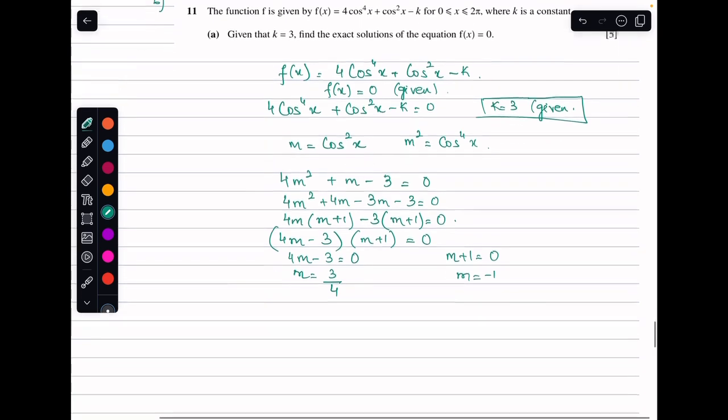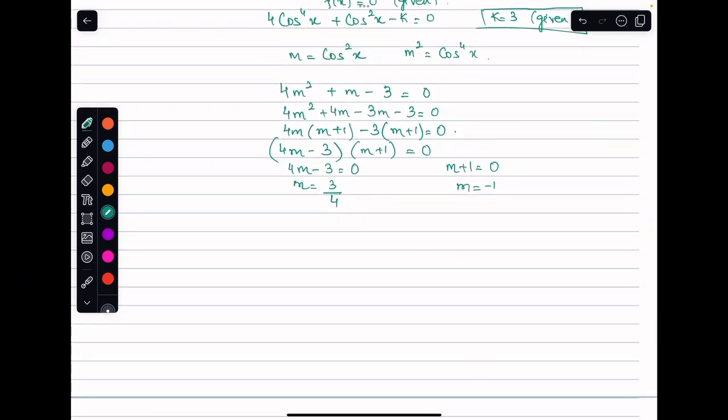m was equal to cos square x, so I can say cos square x equals 3 by 4, or I can say cos of x equals, taking square root on both sides, root 3 divided by square root of 4, which gives us 2. And here cos square x shall be equal to negative 1. If I take the square root of negative 1, this is not possible. Square root of a negative number is not possible. So I should only be solving cos of x equals plus minus root 3 by 2.